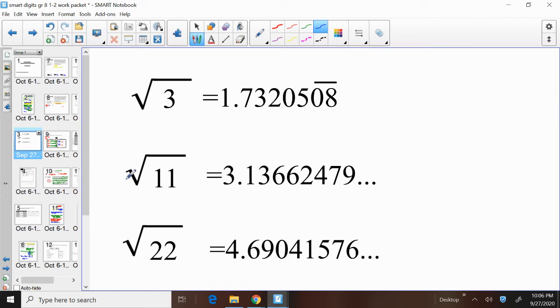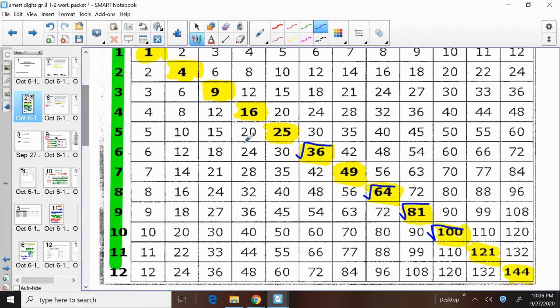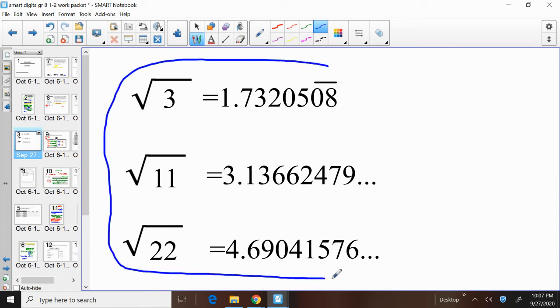So that's the difference between a perfect square root, like 36, 64, 81, 100, and all of these really, but those are just examples that we looked at, and ones that are not perfect squares. These would be considered irrational numbers because they do not have a perfect square, and they go on and on forever.